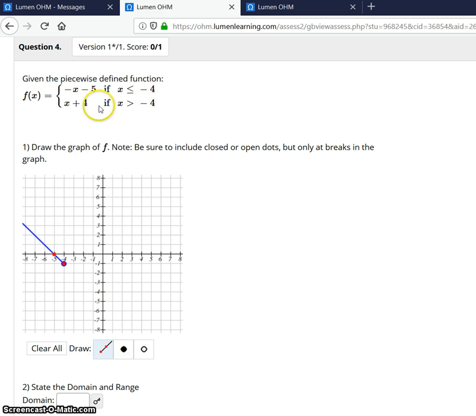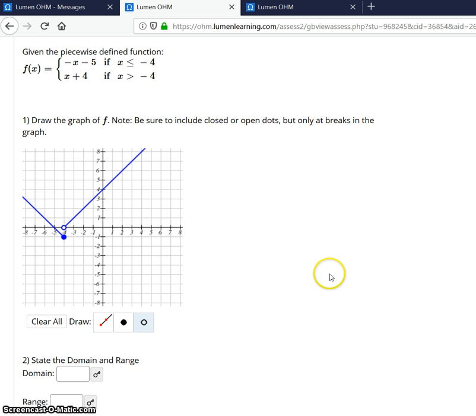To graph this second part, again, I would begin by plugging in -4. -4 plus 4 is 0, so I've got (-4, 0). And then again, I notice this has a slope of 1. So from (-4, 0), I would go up 1 and over 1 and draw that second part of the line. And then I notice that this has a greater than, so I should have a circle right there. So I come down here and I put a circle. And that's what that graph should look like.